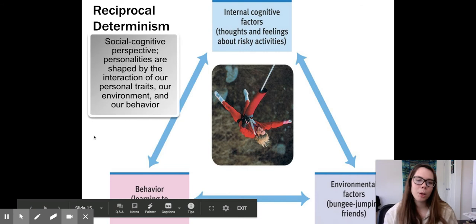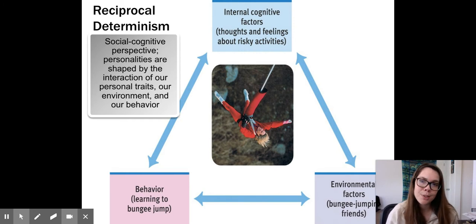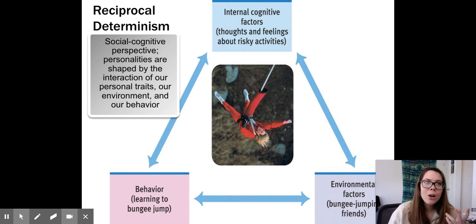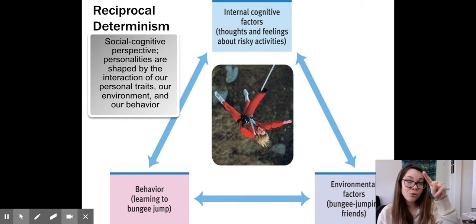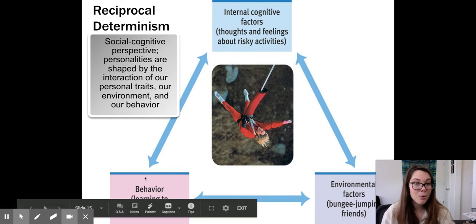Now we want to learn this new vocab word: reciprocal determinism. It falls under the social cognitive perspective as well. We're still in the same notes, this is just a vocab within our notes. It's essentially a theory that our personalities are shaped by the interaction of three things: our personality traits, our environment, and our behavior. Think of it as a triangle. At the top, we have our cognitive factors, so you can think of traits. Our biological personality traits interact with our environment, thus interacting with our behavior.